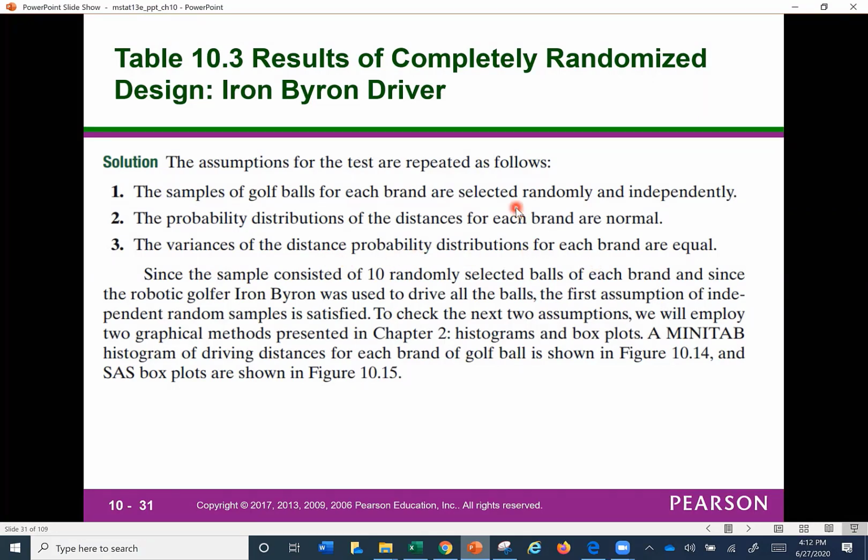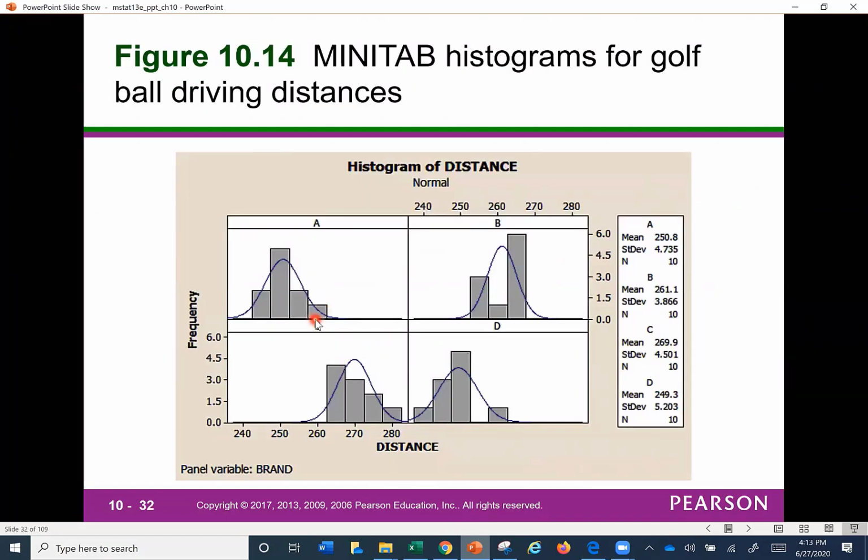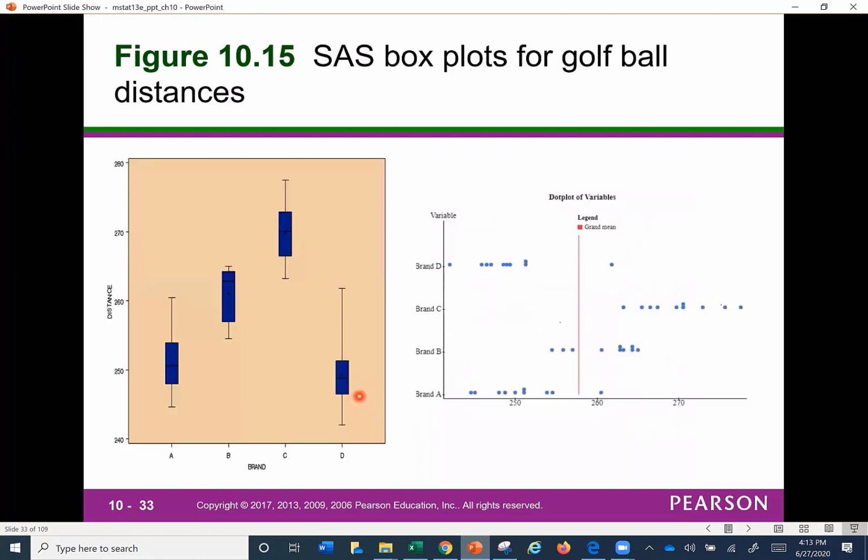For the first one, we assume that all 10 balls from each brand were selected randomly. For the second one, the probability distribution, in this course we are going to use a graphical procedure. We can use either a histogram or a box plot. And for the last one, we can use a graphical procedure using a box plot to compare the standard deviations. To verify that the distribution inside each brand is normally distributed, can you see this histogram looks pretty normal? This doesn't look normal, but we can depart a little bit from the normality condition and the procedure is valid. But the way to do that is using a box plot.